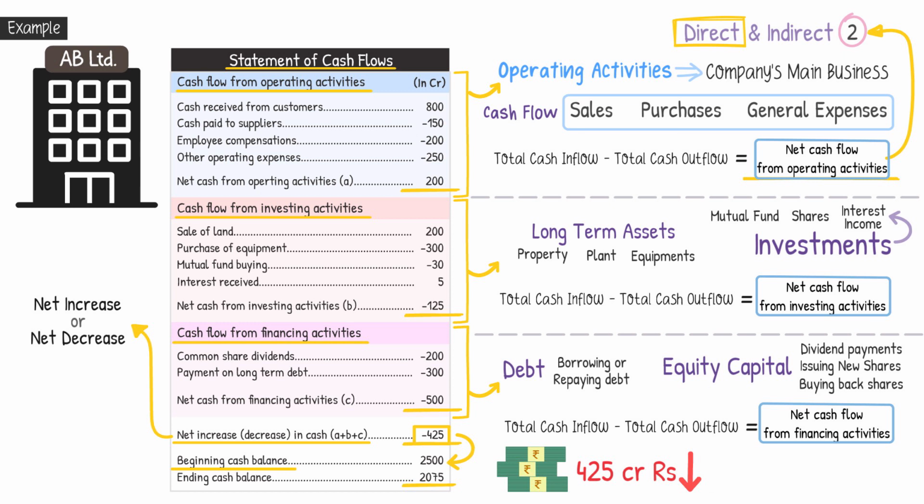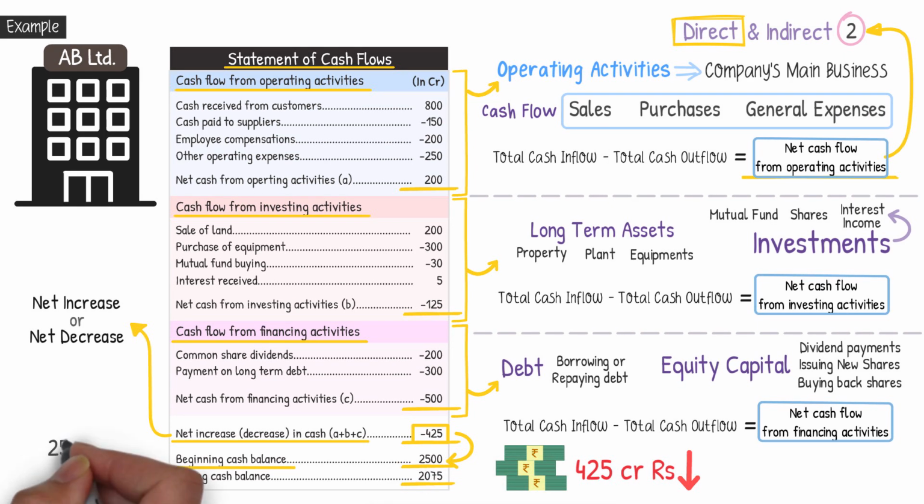Now, AB Limited's cash balance at the beginning of the year is 2,500 crore rupees. From this, we will subtract the cash decrease of 425 crore rupees. This will give AB Limited's cash balance at the end of the year as 2075 crore rupees.